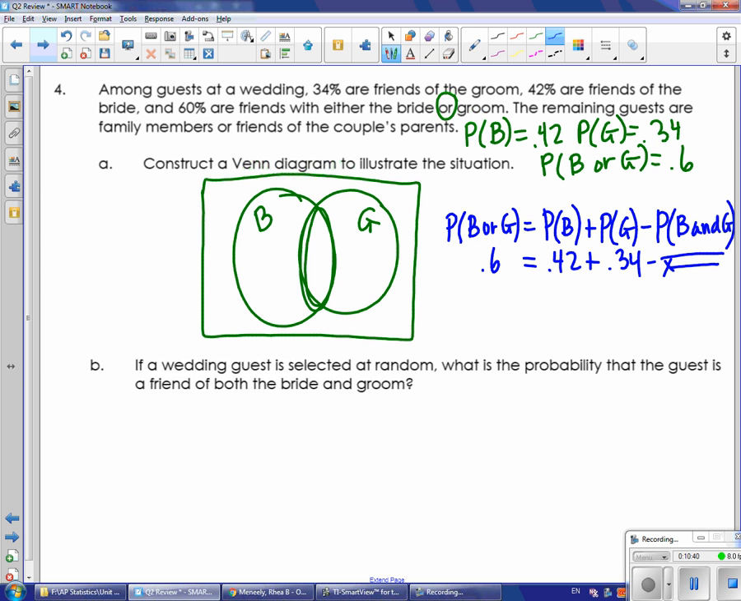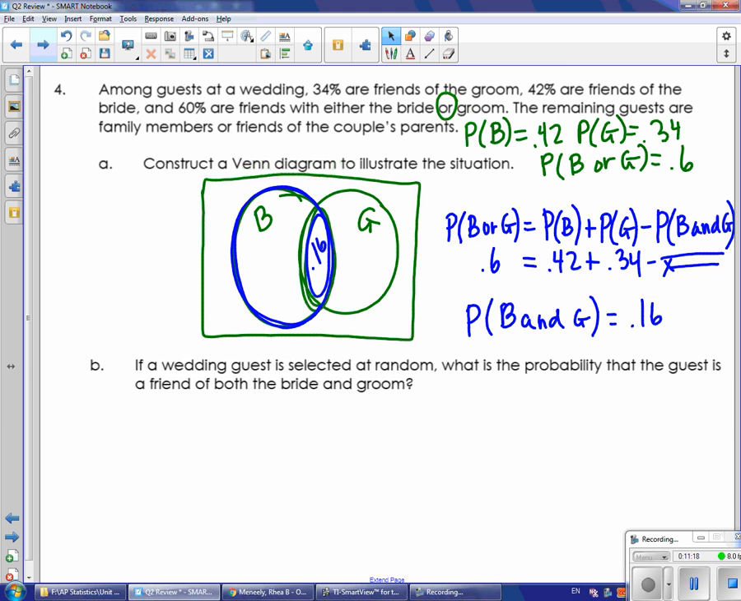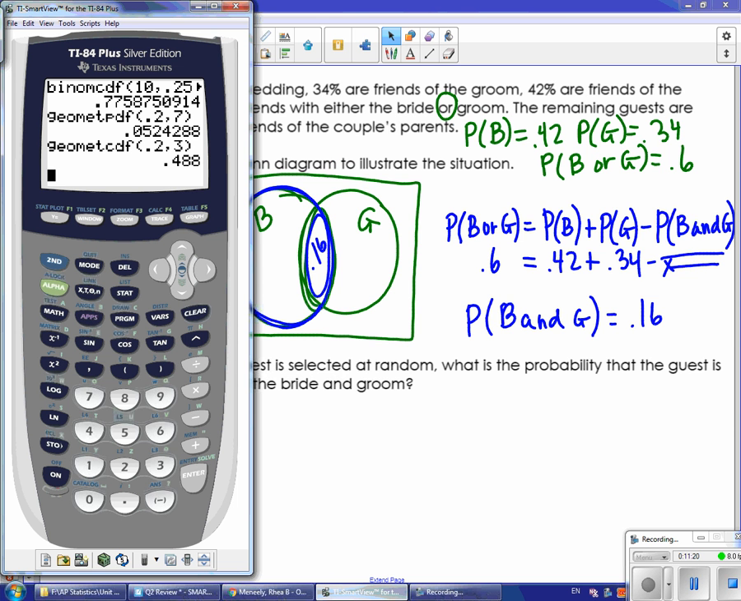Well, if I solve for x, I'm basically just going to find the sum of 0.42 and 0.34 and subtract it from 0.6, and I'm going to end up with a negative 0.16. But if I solve this equation, I'm going to have the probability of bride and groom is equal to 0.16. And so this in here is going to be 0.16. If I know that the total for my bride event is 42%, then I just need to subtract the 16 from the 42. And actually, let me do this on the calculator so you can see the math that I'm actually doing.